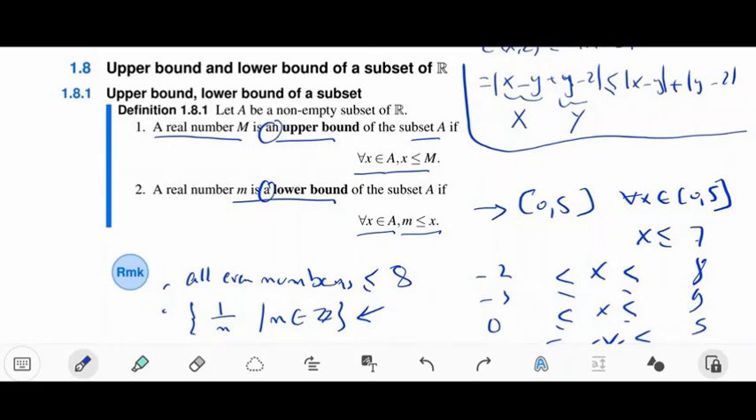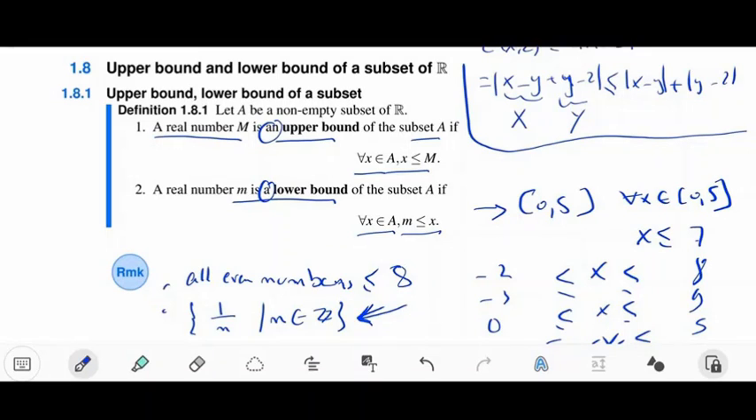Let me take again the set of 1 over n, n belongs to Z. I'm taking this example to point out two things. First, we can remark that the 0, this lower bound I gave, 0, is an element that is not in the set. It's outside the set. It does not belong to the set.